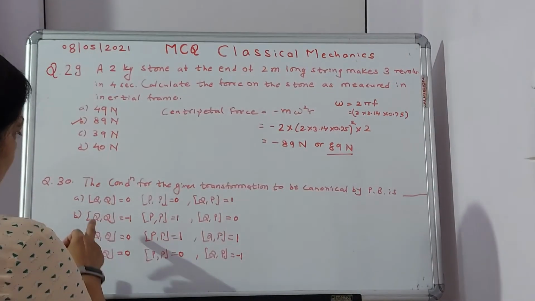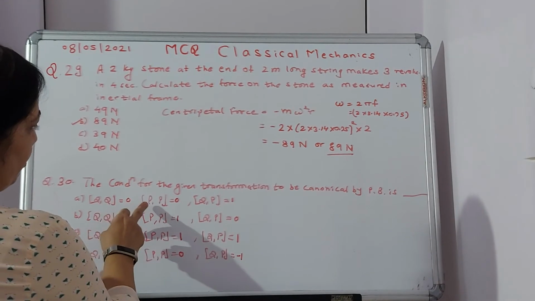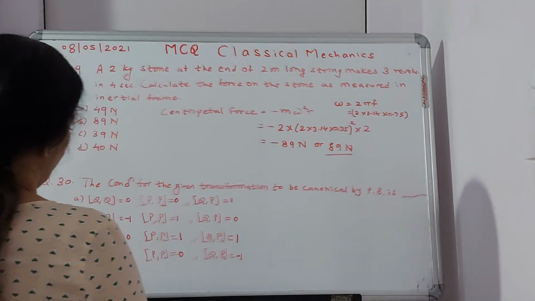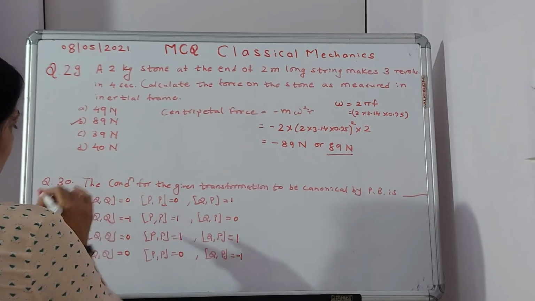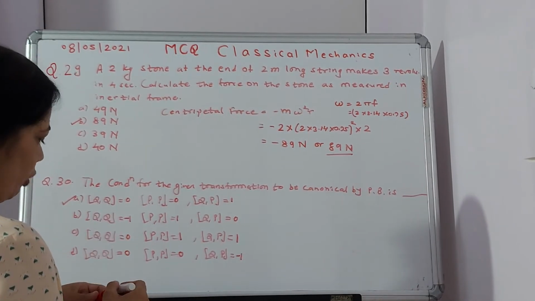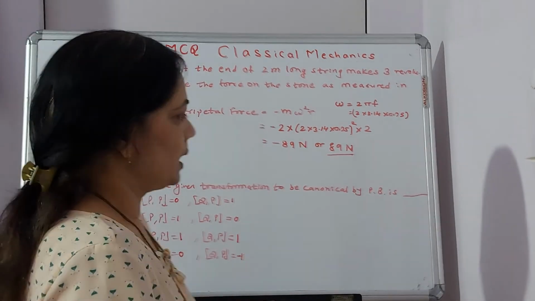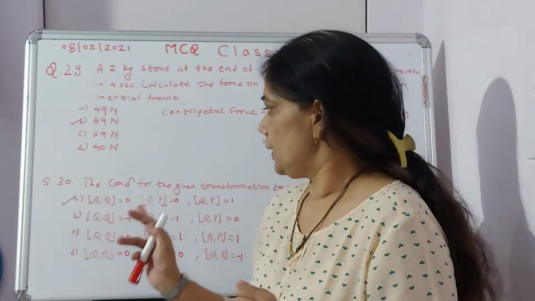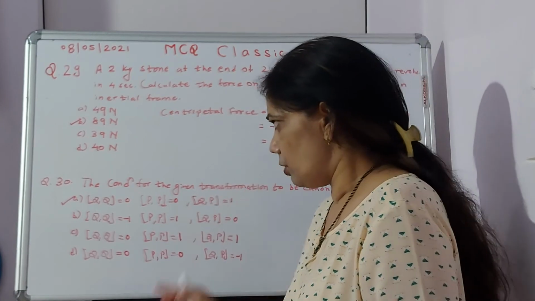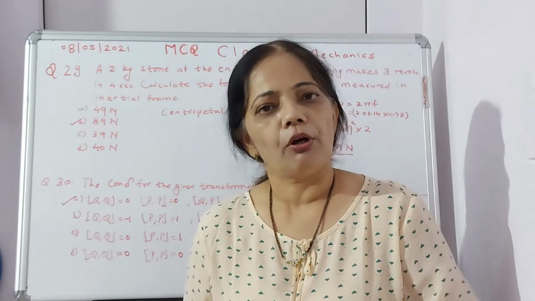So the condition is QQ 0, PP 0, but QP 1, perfect. This is the condition, or this is my answer. QQ minus 1, not possible. PP 1, not possible. So looking at all the answers, the first answer is perfect over here. That is the condition for the given transformation to be canonical by Poisson's bracket.